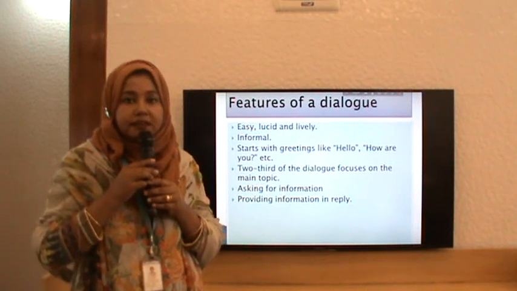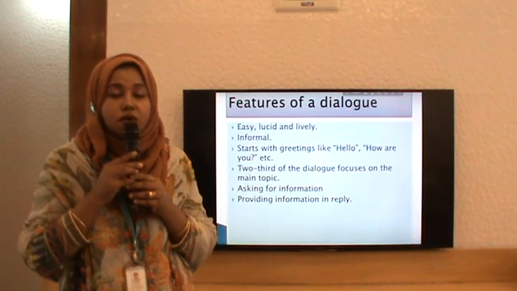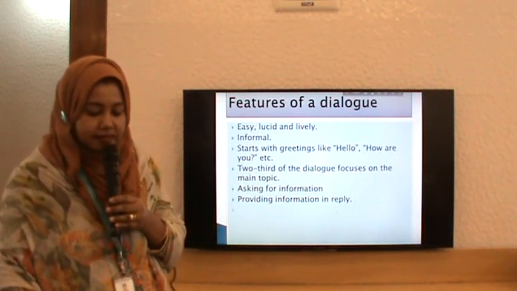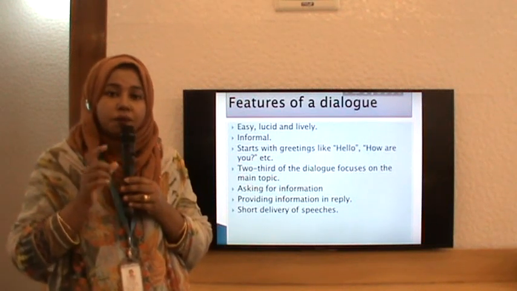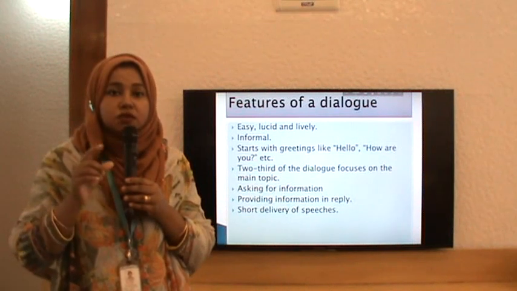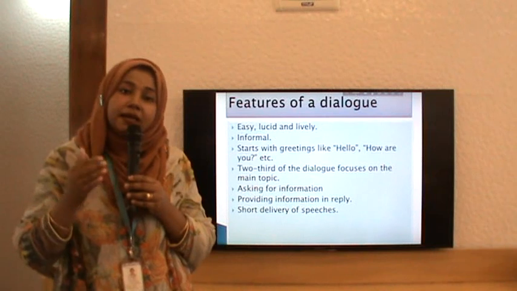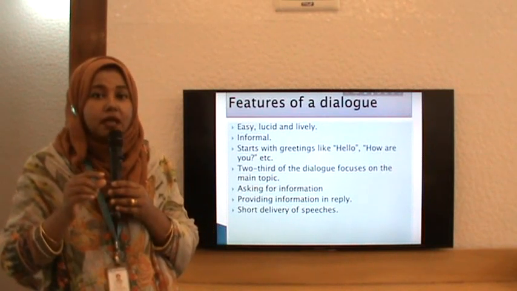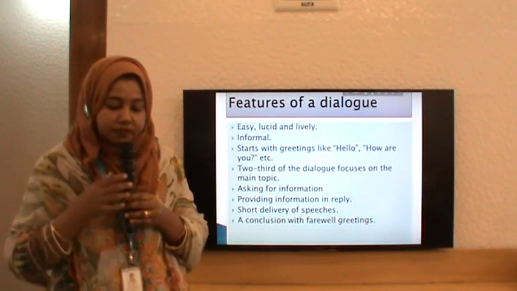Providing information in reply, obviously. If you ask, you are going to get information. So ask and give information. It should be involved in your dialogue writing. Short delivery of speeches. So always try to deliver speech shortly. Don't make it lengthy so that it becomes a lecture. Short delivery of speeches is very important. With examples, we are going to discuss it later.